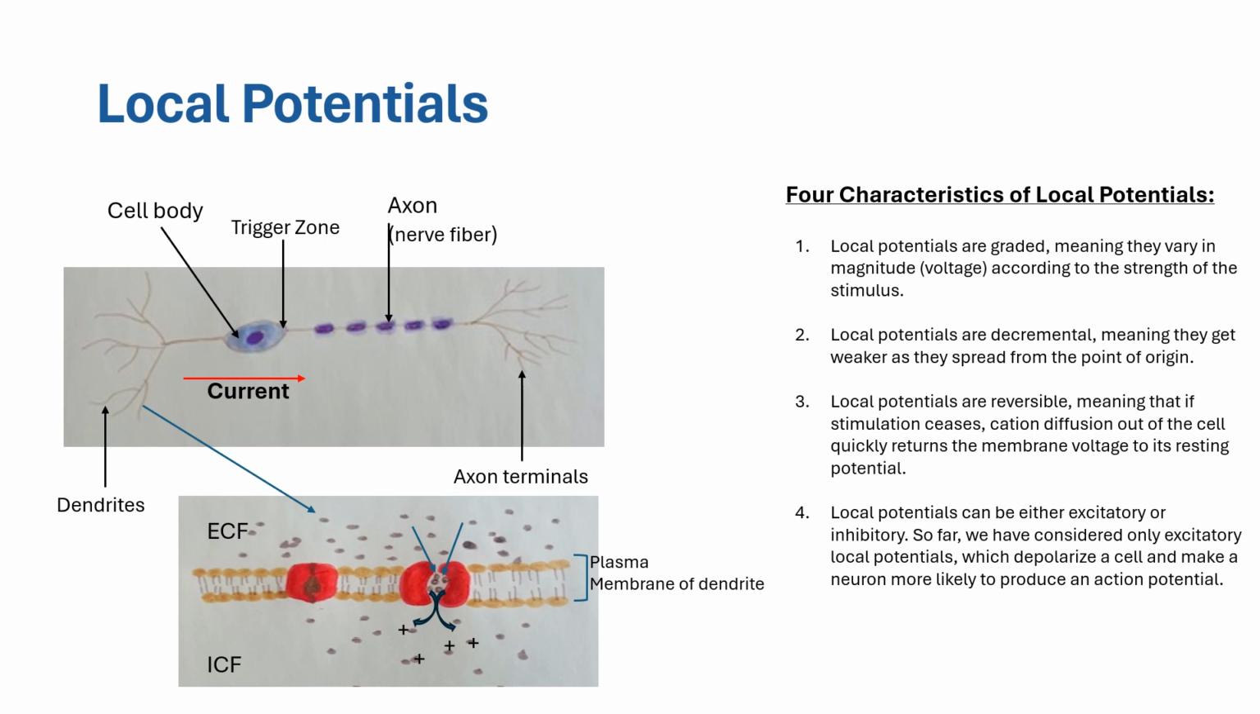3, local potentials are reversible, meaning that if stimulation ceases, cation diffusion out of the cell quickly returns the membrane voltage to its resting potential. 4, local potentials can be either excitatory or inhibitory. So far, we have considered only excitatory local potentials, which depolarize a cell and make a neuron more likely to produce an action potential.